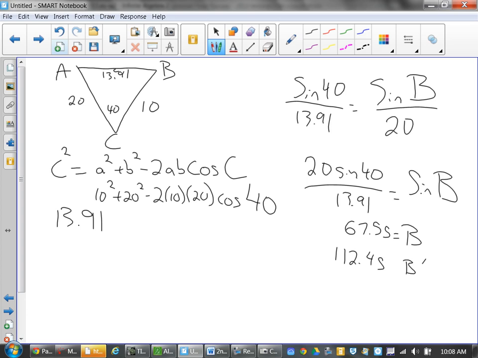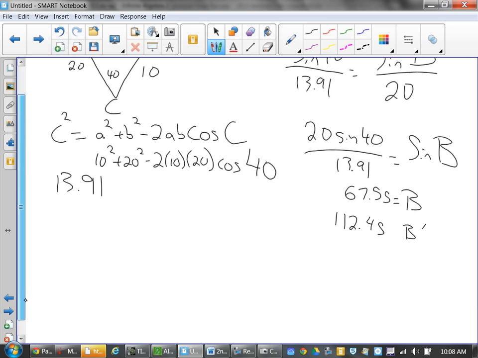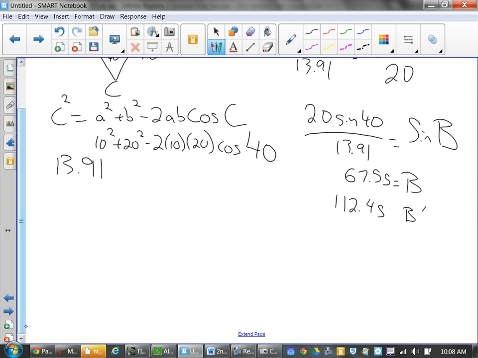I know that 67 plus 40 leaves enough angle measure for angle A. Does 112 plus 40 leave enough for angle A? Yeah. This is a two-triangle setup. The sides are going to be the same, but you could get two different angles to make this work.